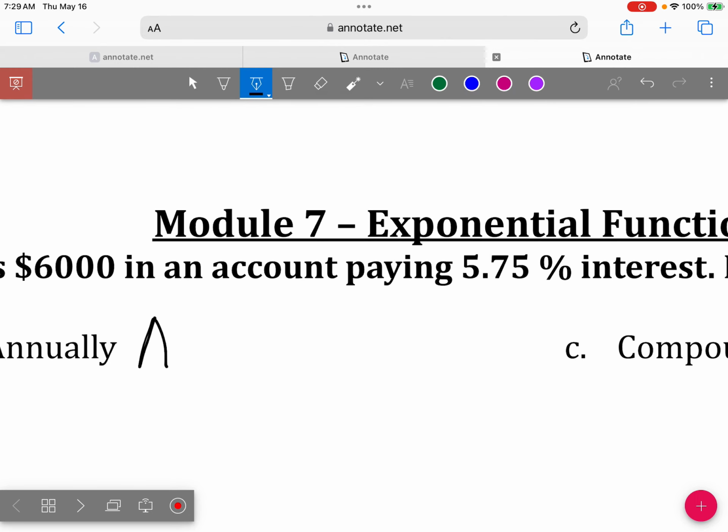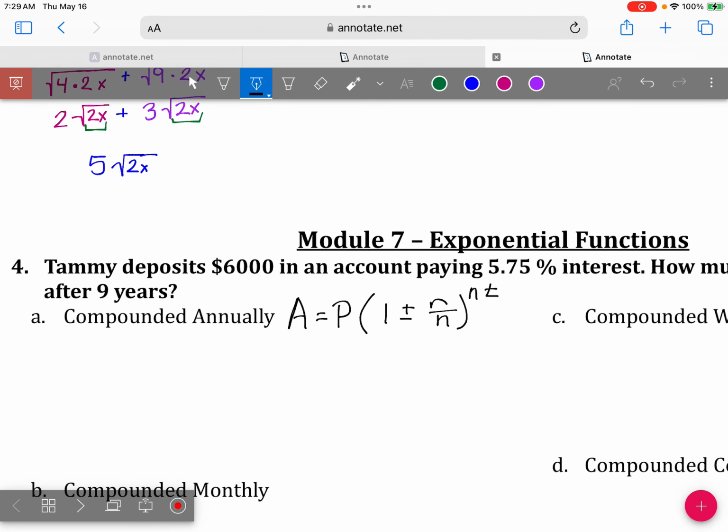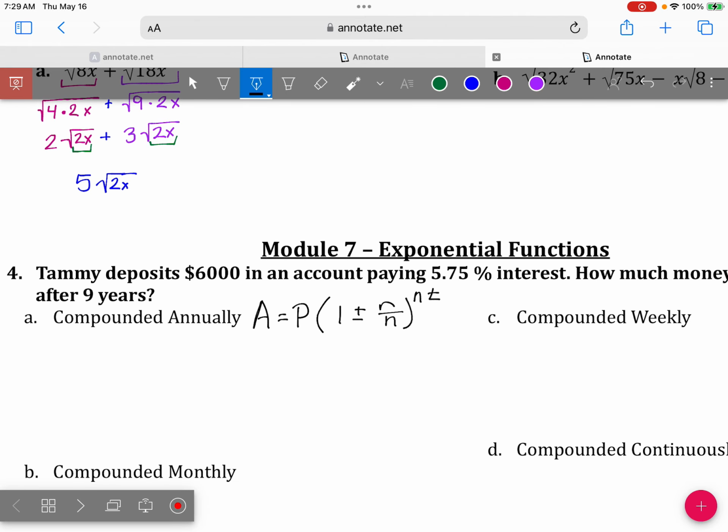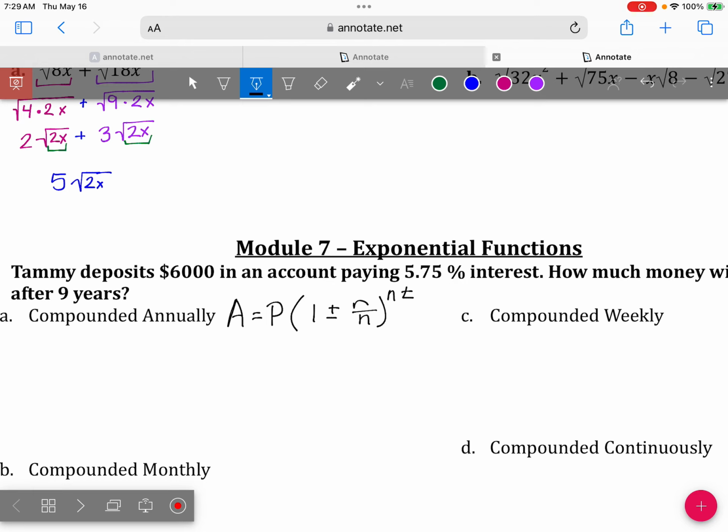This is our A equals P(1 plus or minus r over n)^(nt). So we need to see our story here, and we're going to find all of our pieces. What is the P in this story? 6,000. The starting amount, our principal balance.